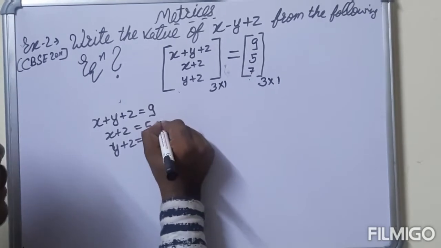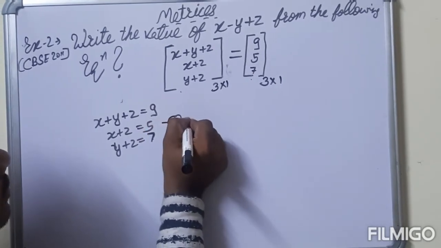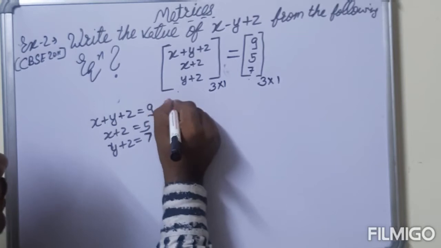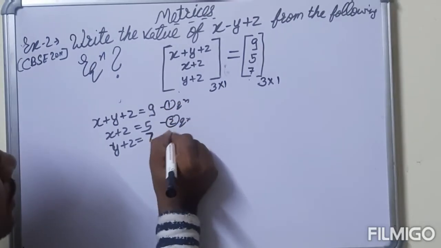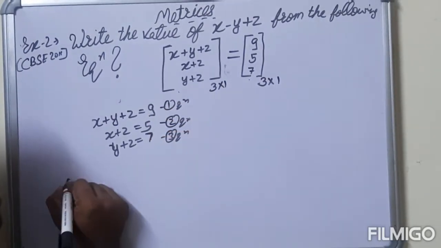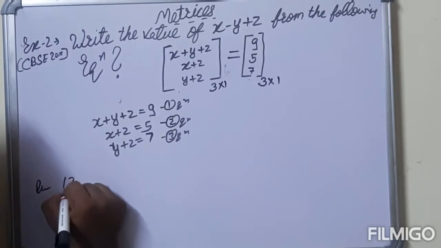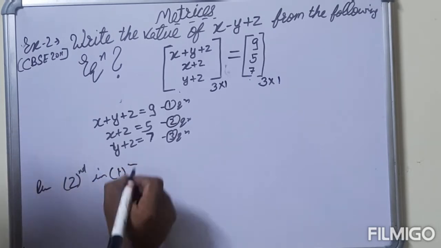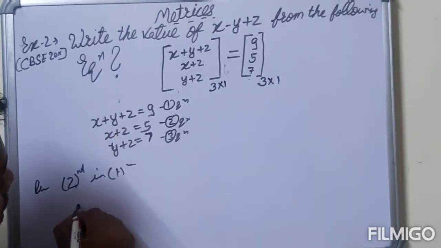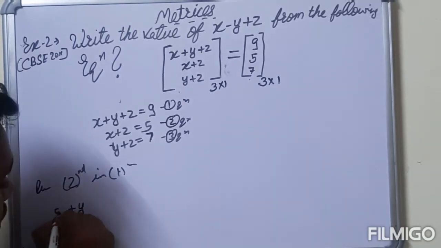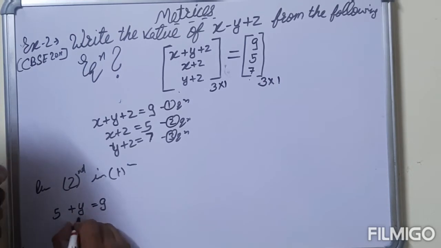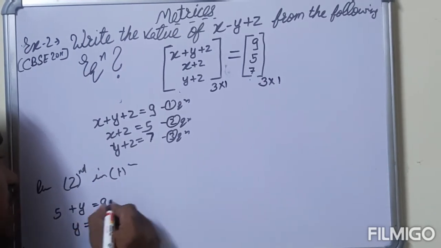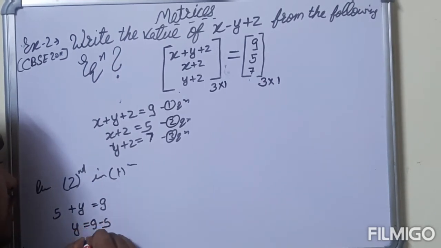So we put the second equation in the first one. Putting the second equation in the first, we get y plus 5 is equal to 9. So y is equal to 9 minus 5, which is 4.